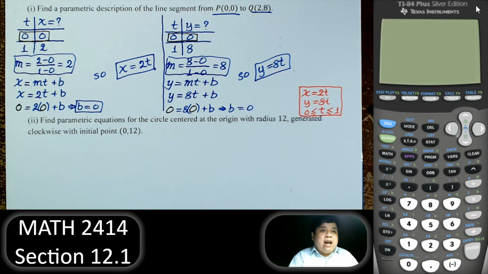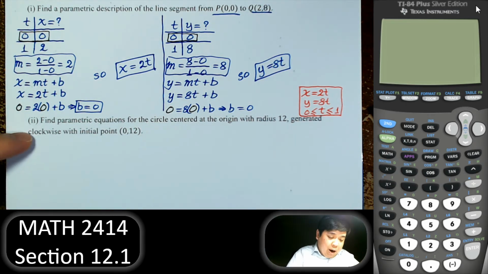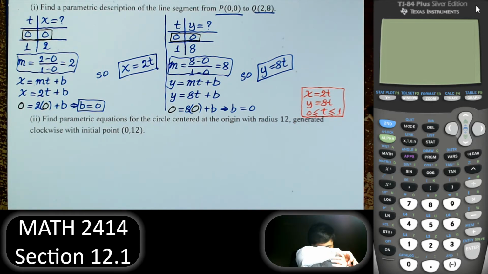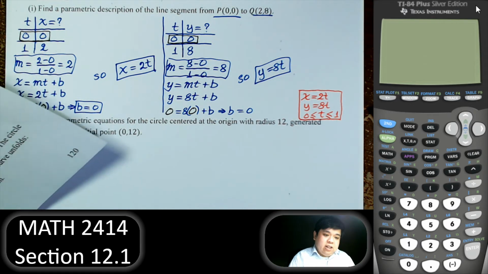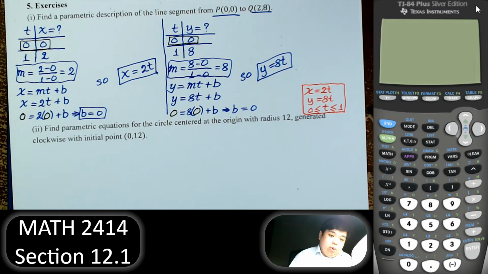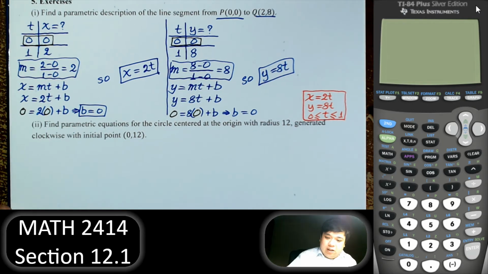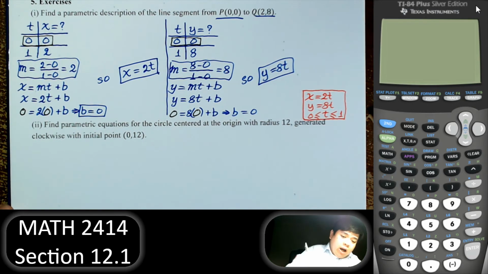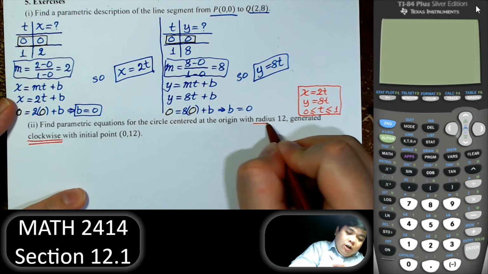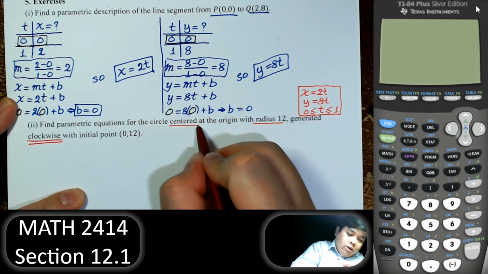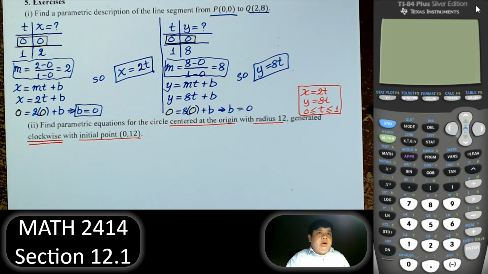So once again, that's how we parameterize a straight line. Right, now, how about we do that for a circle? Find a parametric equation for the circle centered at the origin with radius 12, generated clockwise, with initial point 0 and 12. So there's quite a few things here. We do know that this is clockwise, so that is important. The radius is 12, also important. Center at the origin, also important. Initial point. So there are a lot of things to worry about.